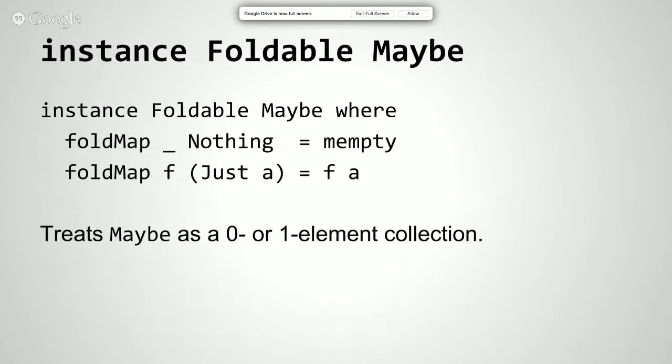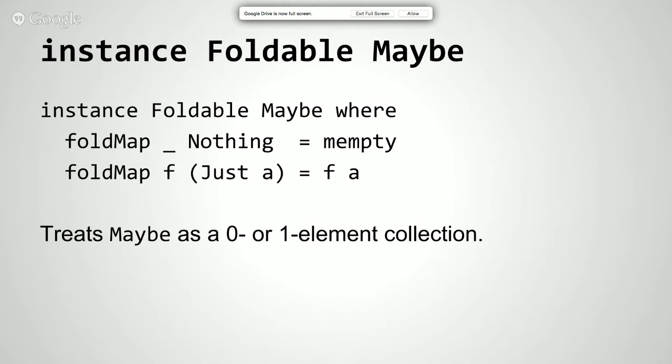Before we go further, any questions? So Foldable takes a one argument type constructor. Yes. Foldable, like Functor and Monad and Applicative, is a higher kinded type class.